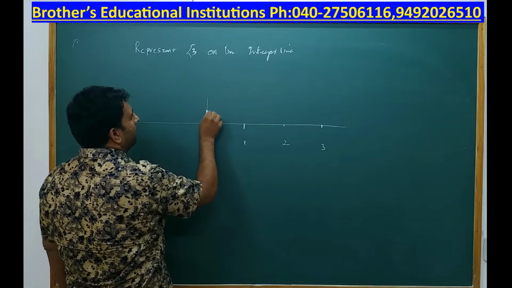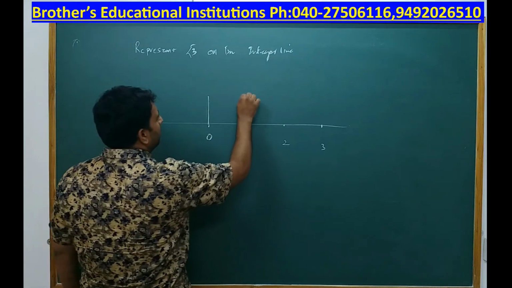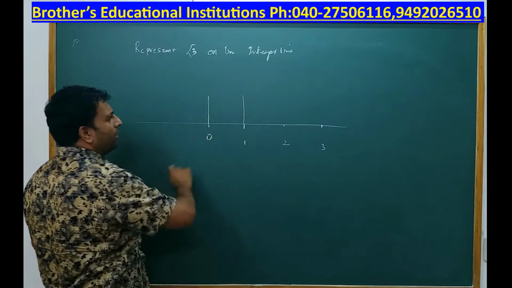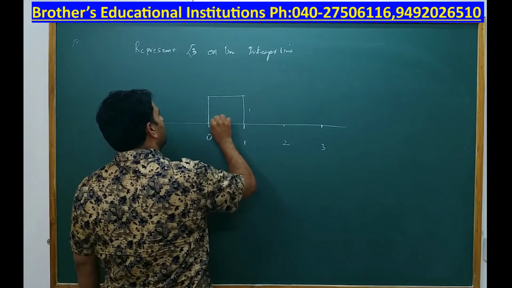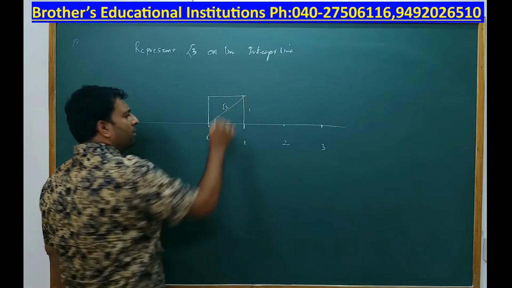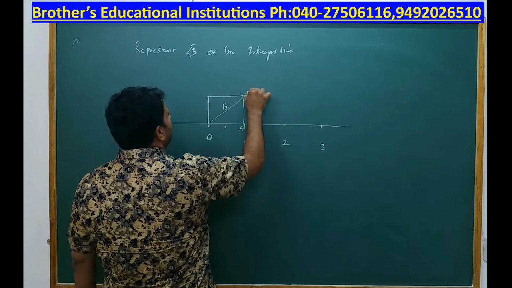You all know if I take 1 unit perpendicular at O or 0, 1 unit perpendicular at 1 and join this, I'll get a square. This is 1 unit, this is 1 unit, and what is this value? Root 2. This is what you did in the previous session, right? And you have marked this as O, A, B, C.